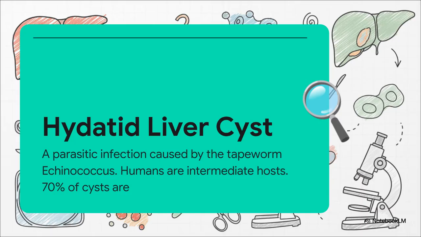With those findings, the diagnosis is a hydatid liver cyst. This is a parasitic infection from the tapeworm Echinococcus granulosus. We humans are just intermediate hosts, and the liver is by far the most common place for these cysts to show up, with that daughter cyst appearance being the classic sign.